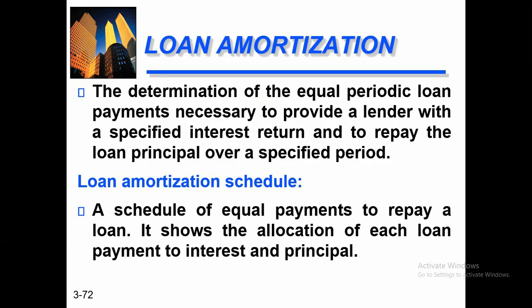First of all, we will define what loan amortization is. It is the determination of the equal periodic loan payments necessary to provide a lender with a specified interest return and to repay the loan principal over a specified period. In real life, most individuals borrow from financial institutions and financial intermediaries. When we borrow money, after a certain time period we repay the money to the lender.